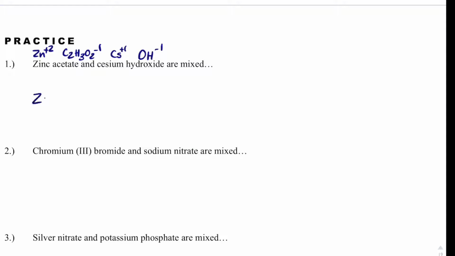And so zinc acetate, Zn, C2H3O2 with 1 minus charge, and I don't need the charge there. Need 2 of those, plus cesium hydroxide. And what I will form is I've got to see if I'm going to form a solid, liquid, or gas.